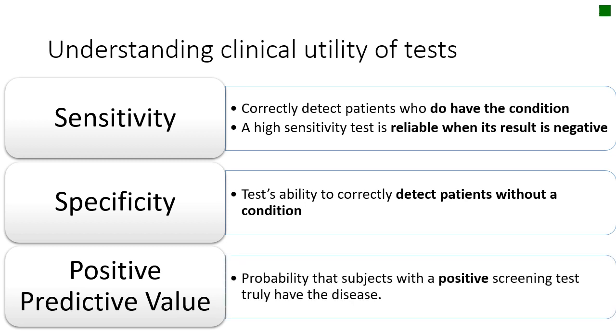The last term is the positive predictive value. This is the probability that subjects with a positive screening test truly have this particular condition. That means, going back to the sensitivity, if you have say 100 people who are testing positive, we must also look at the positive predictive value to understand how many of them actually have the disease.